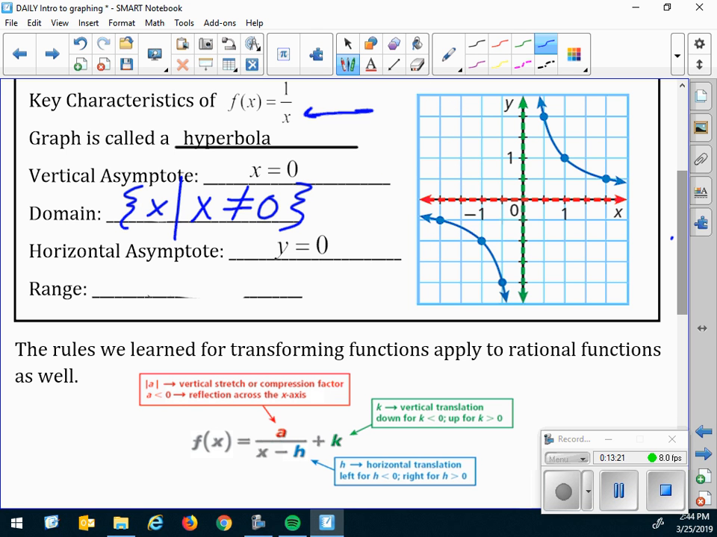The range. Look, right here, y is -4. There's y equals -3. There's y equals -2. There's y equals -1. As this goes up, there's y equals -1/2. Here's y equals 1/2 out here. Here's y equals 1. Never touches 0.